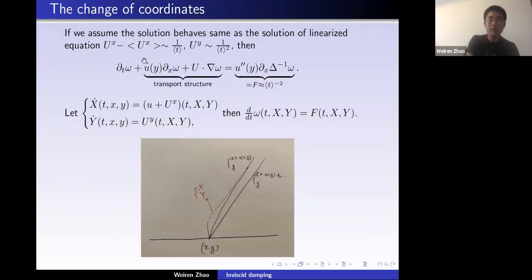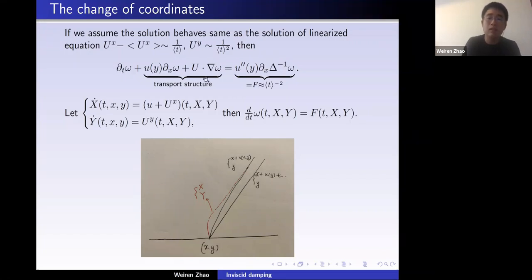Another thing I would like to mention for the nonlinear problem is the change of coordinate. Suppose our solution behaves like a linearized solution. Then the velocity will converge to its average for the first component, and the second component will converge as 1/t². What does this mean? If we rewrite the equation in the following form, this part is the transport part, and the second part is the non-local part. Regardless of the regularity, the non-local term decays as 1/t². So this is integrable in time, which is good.